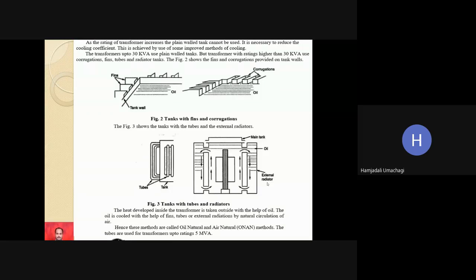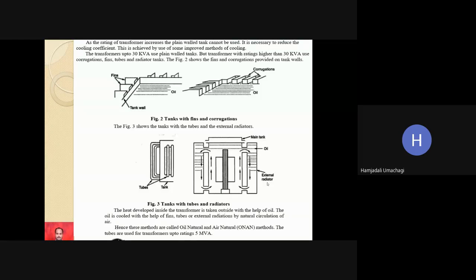I hope you know about the car and all. In the car also you will have a radiator. So what is the function of the radiator in the car? Yes. Why are you using the radiators? Can anybody answer? Can you hear my voice or not? All of you.